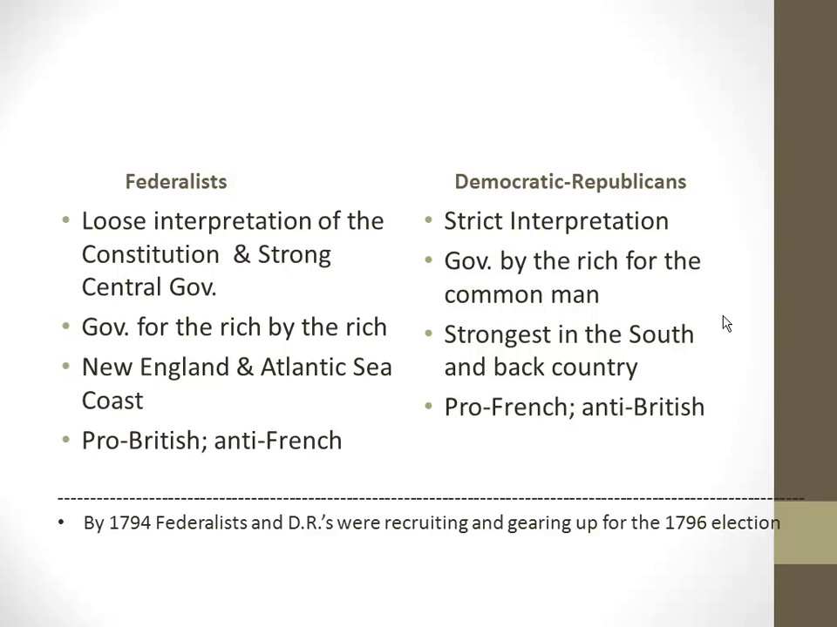Federalists represented Hamilton's views, and Democratic Republicans represented the views of both Jefferson and Madison. These ideological entities consisted of, on the left here, the Federalists: loose interpretation of the Constitution and a strong central government. Government for the rich and by the rich. New England and the Atlantic seacoast would be prominent Federalist areas, areas with nice harbors where trade and commerce were happening quite often. Federalists tended to be pro-British and anti-French.